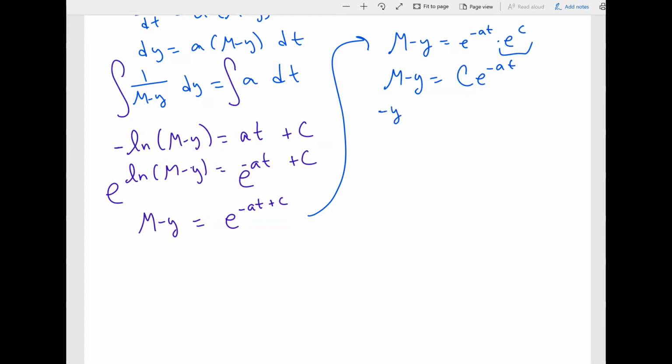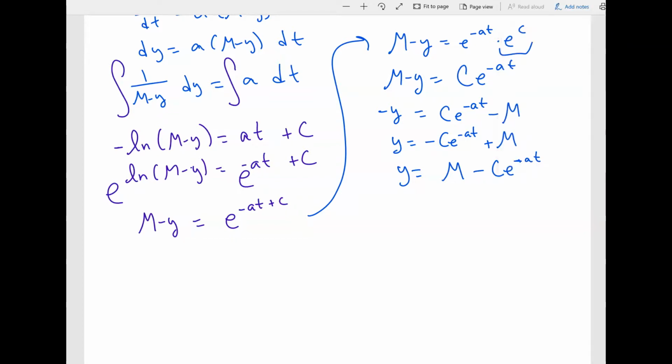So negative y equals c e to the negative a t minus m, and then divide by a negative. So y equals negative c e to the negative a t plus m. Okay, let me switch these around so that the positive comes in first. Okay, so this is my solution. Now, how am I going to solve for this c? Because we need to figure out what that c value is.